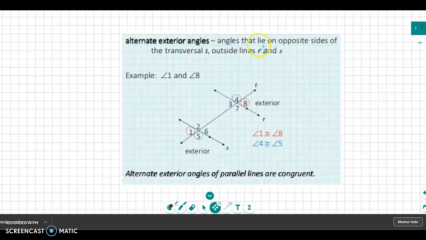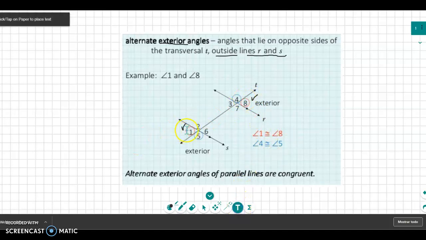So they are angles that lie on opposite sides of the transversal T, outside lines R and S. Outside, okay? This is the key, because they are exterior, so they are outside the parallel lines. In this case, outside the parallel lines we have angles 8 and 1. They are alternate exterior angles, angle 1 and angle 8. They have the same measure.